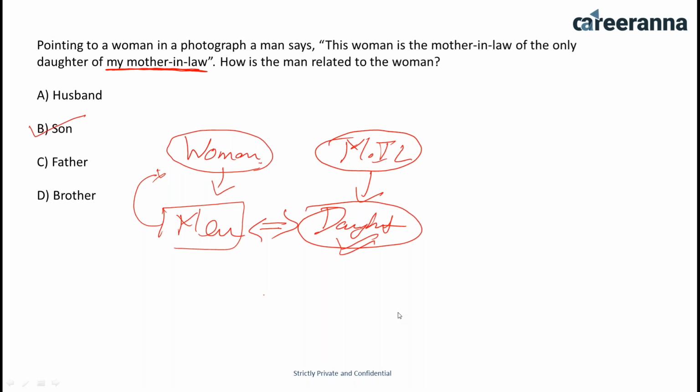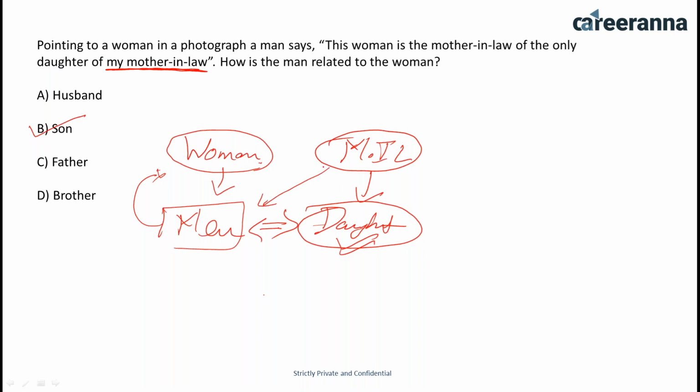Okay, let me explain again. Pointing to a woman in a photograph, a man says, now we are talking about this man who is pointing towards a woman. This is that woman. This woman is the mother-in-law. Now if we are talking about the relation of mother-in-law, that means there is going to be a daughter-in-law. That means the only daughter of my mother-in-law.